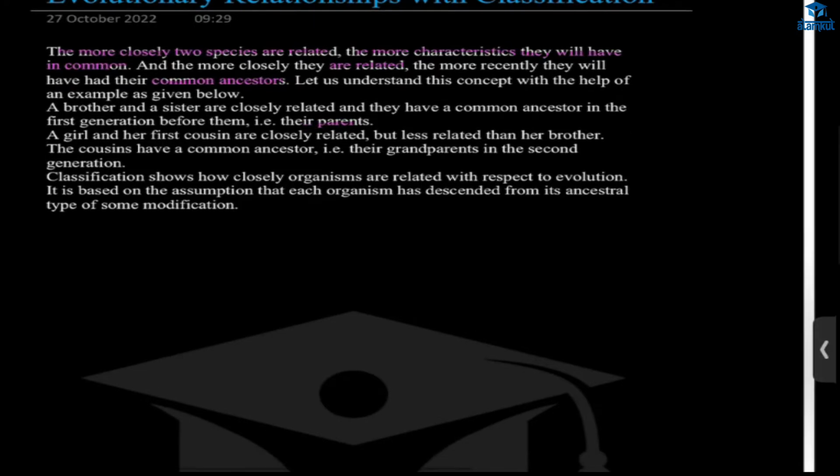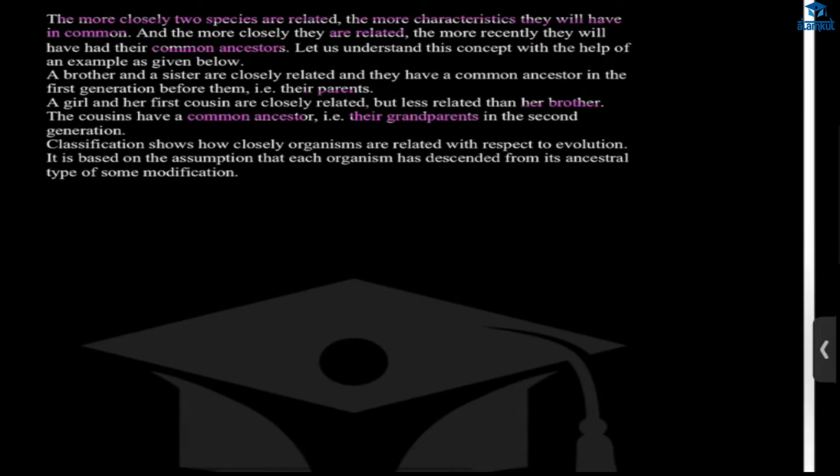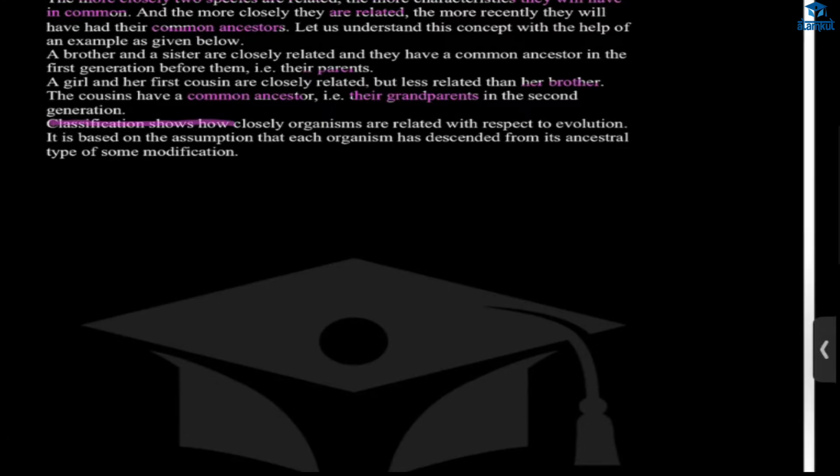Now a girl and her first cousin are related, but the cousin is not as closely related to her as her brother is. Cousins have a common ancestor, that is, the grandparents. So they will have their grandfather as the common ancestor. In classification, they show how closely organisms are related with respect to evolution.